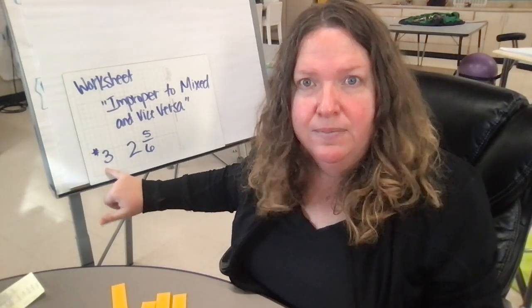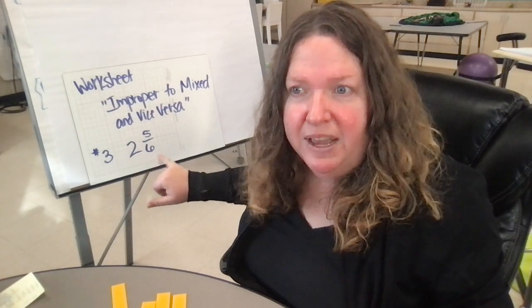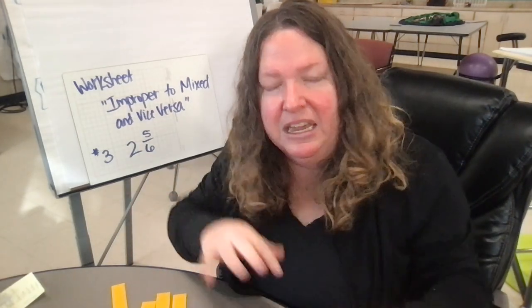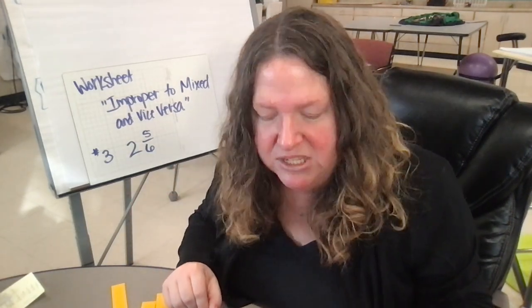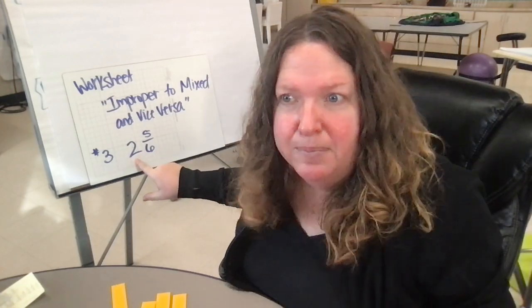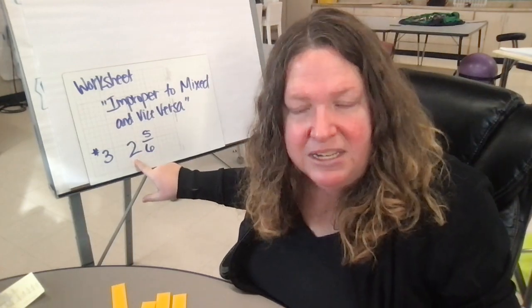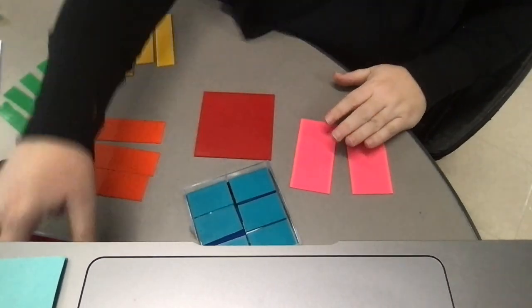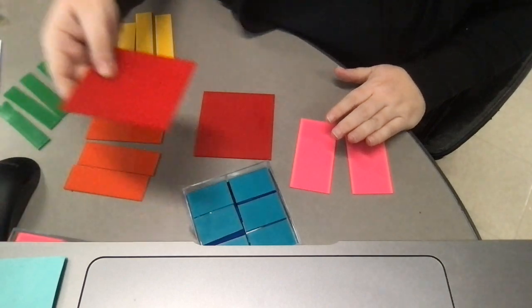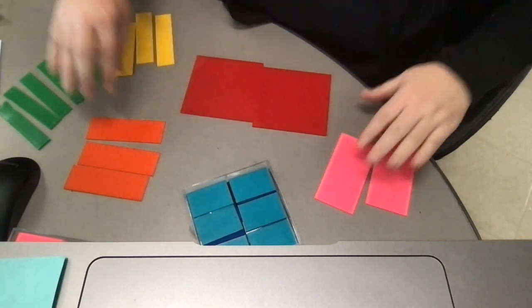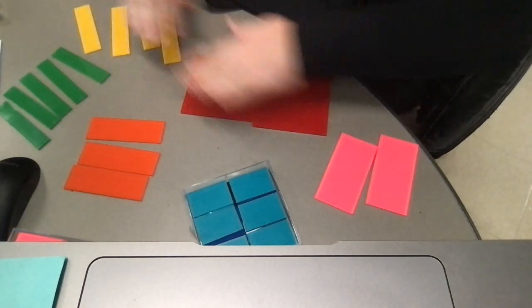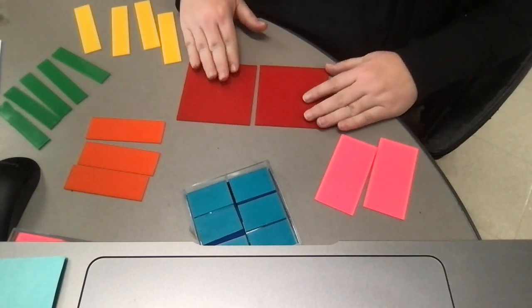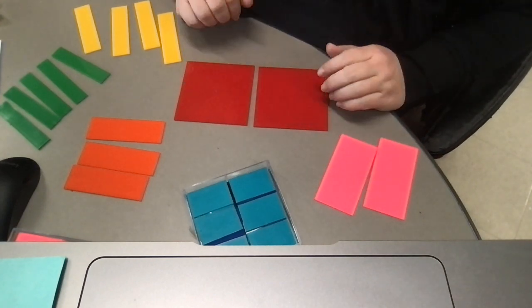We're looking at number 3, 2 and 5/6. So I'm going to start by modeling what 2 and 5/6 looks like. Well, the big number, that's the whole number. That tells us we have 2 wholes. So again, I'm going to tip this down here. So that means here's 1, but I need to get another one. So I take another one there. Now I have 2 wholes, and I won't be so crowded in just a second.